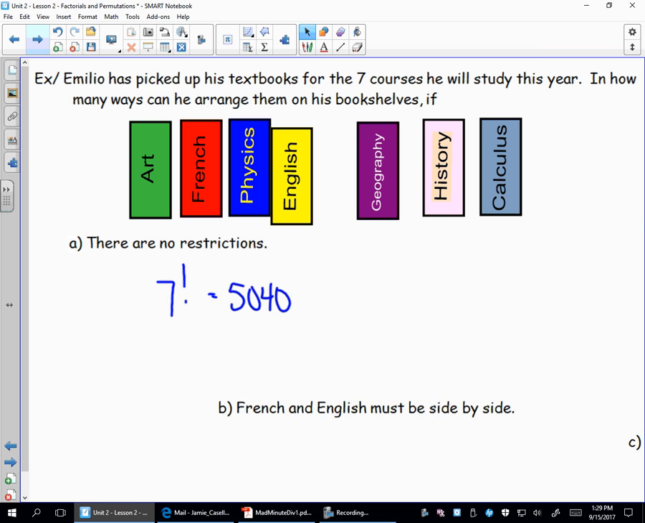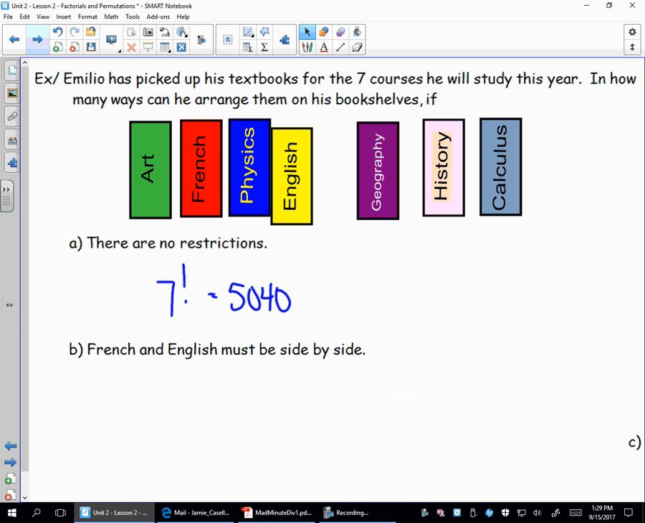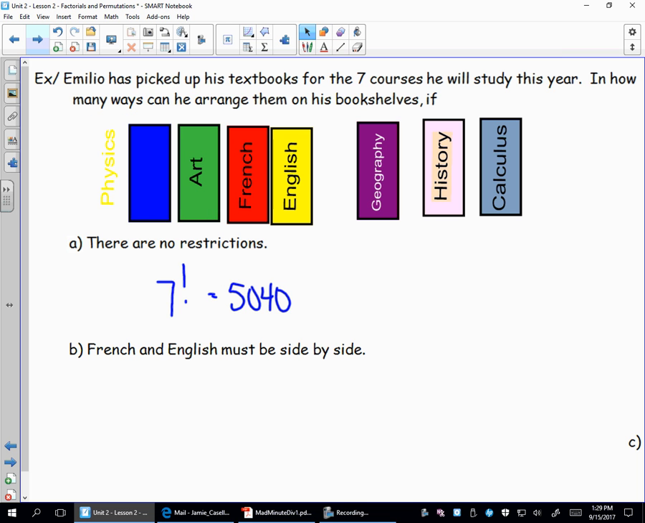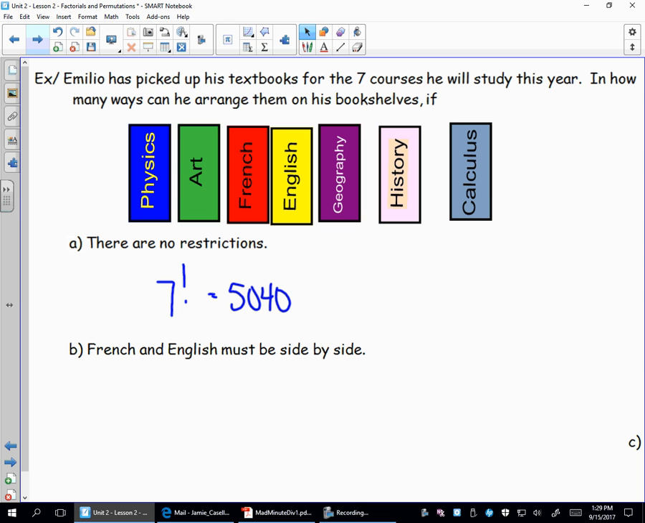Let's try part B. French and English must be side by side. So in other words, the order I have them in right now won't work because French and English are split by physics. So I have to be able to move these around, put the French and English side by side. So for instance, there's one example where French and English are together in one of the orders. So there's a restriction this time.